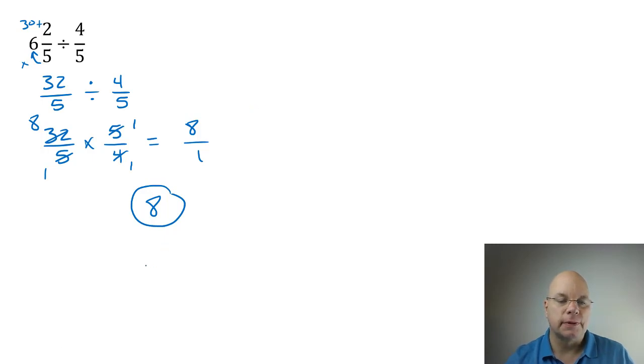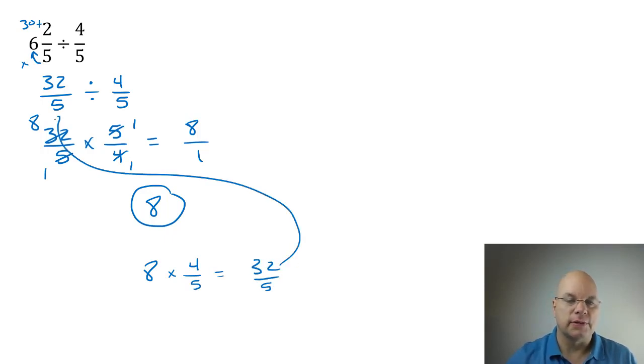In fact, if you multiplied 8 by 4/5, you'd get 32/5. And remember, we said that was what 6 2/5 is, so it's a way to check your work.